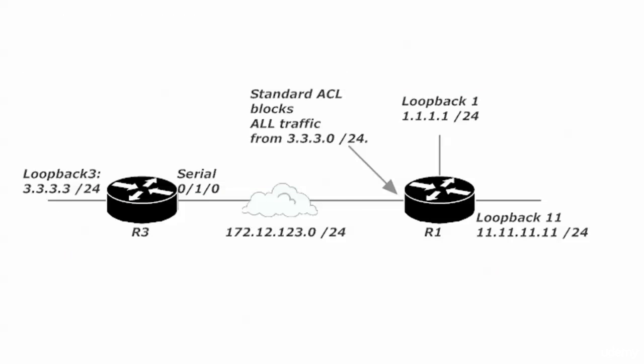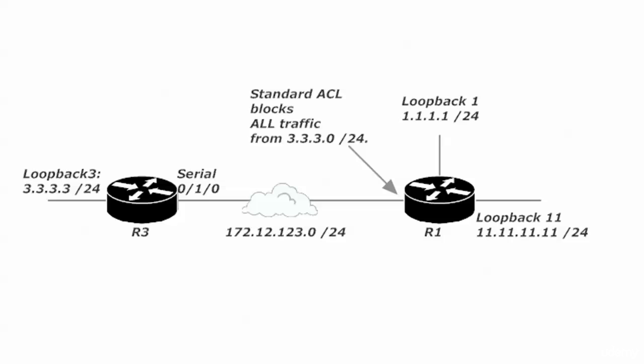The problem here with a standard ACL is that the standard ACL matches only on the source IP address of the packet, so it's going to block all traffic coming into that interface from 3.3.3.0/24. So not only can traffic not get to loopback 11, which is the one we wanted router 3 not to be able to communicate with, it's also going to stop router 3 from communicating with loopback 1. And any other network that gets opened up on router 1 or added to router 1, 3.3.3.0/24 won't be able to communicate with it because we used a standard ACL. So there's the big drawback.